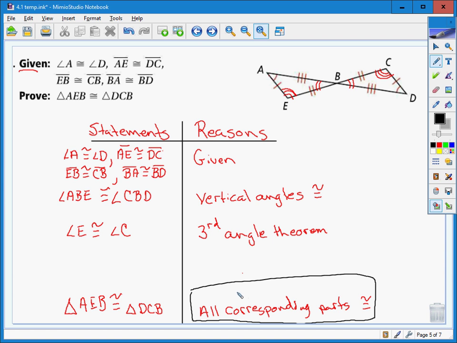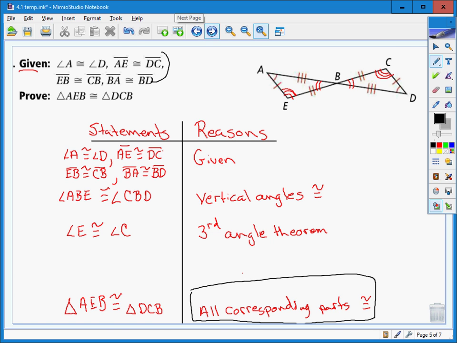Remember that on this side it needs to be some kind of definition, theorem, postulate, or something that I already know is true. They asked me to prove that this was true. They gave me that these were true. They asked me to prove this was true, and I had to back it up with a reason. All the corresponding parts are congruent. Only way I can prove them congruent at this point in time. Everybody okay with this one?